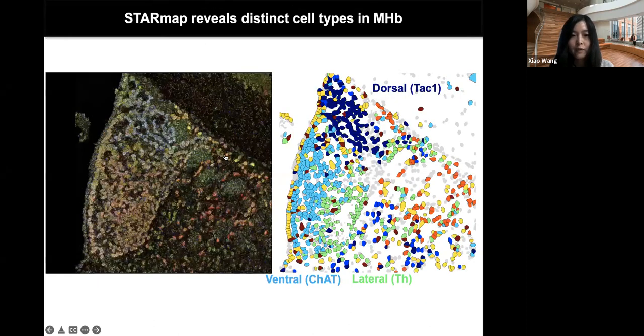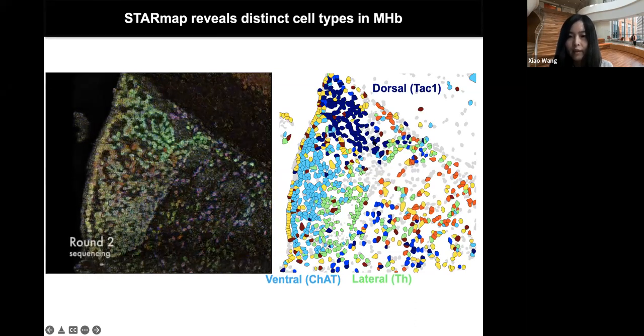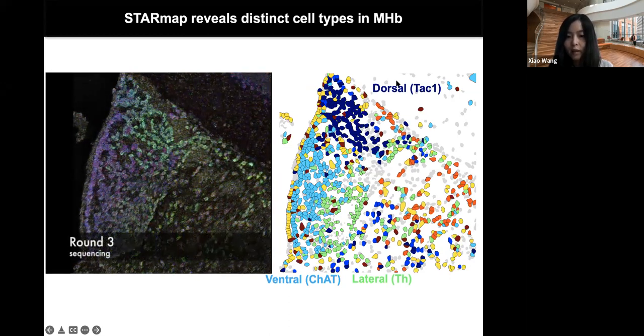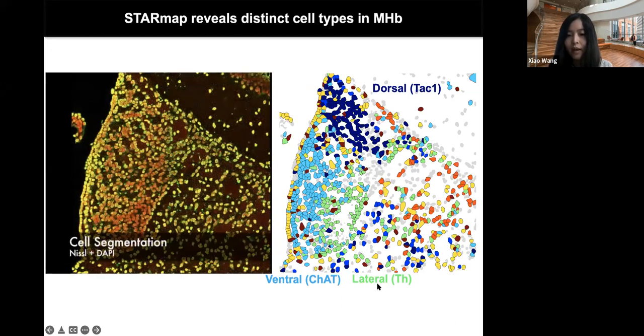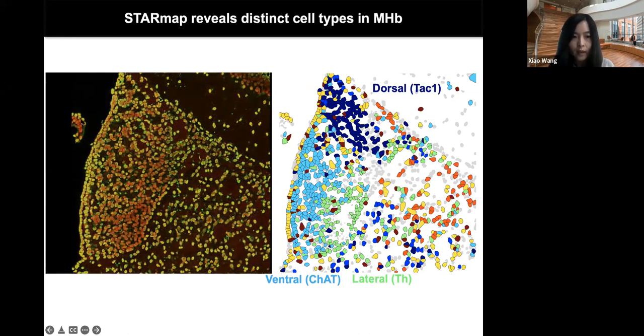So in order to do so, we first did these STARmap experiments with a small brain structure, the medial habenula. From there, we found three major types of neurons. I think the dorsal and ventral cell types are relatively well known. However, there's a new cell type, a lateral habenula neuronal type marked by the TH gene. And after that, Emily constructed a transgenic line to enable calcium imaging of these three different neuronal populations.